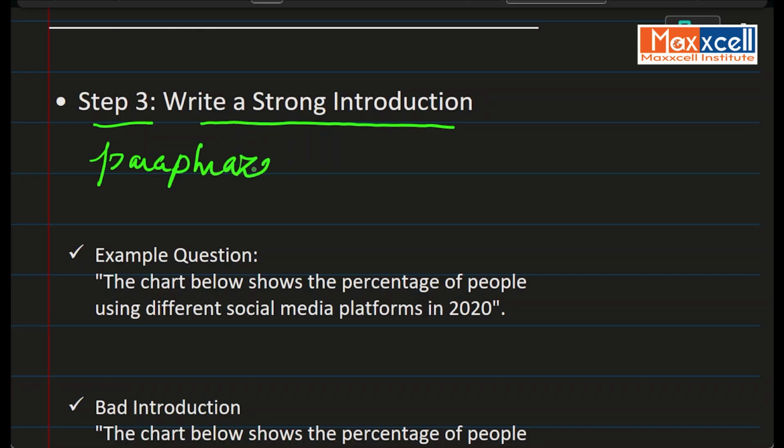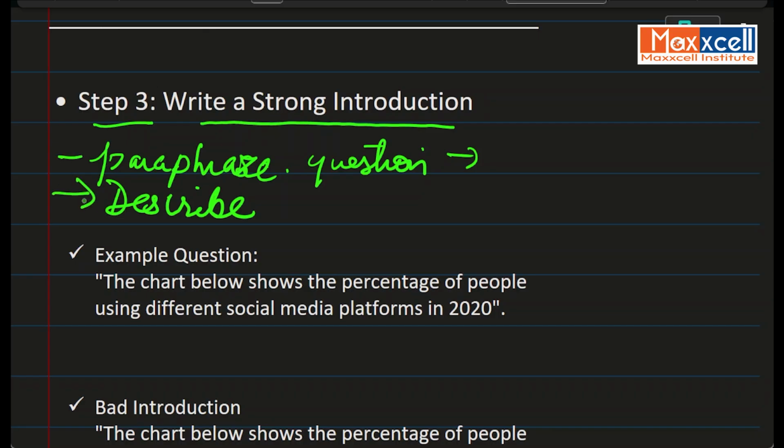So what is paraphrasing? Paraphrasing is nothing but you need to rephrase the question and describe what the chart, map or process represents. So you need to paraphrase the question, and at the same time you also need to describe. So paraphrase and describe. This is something which you need to do in your introduction.